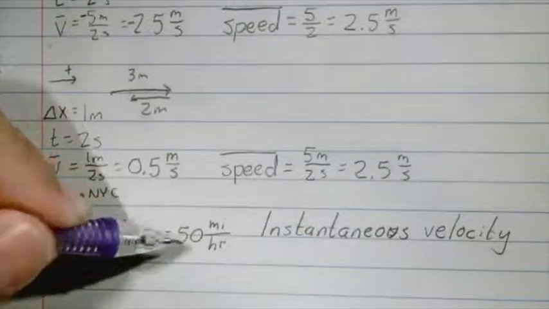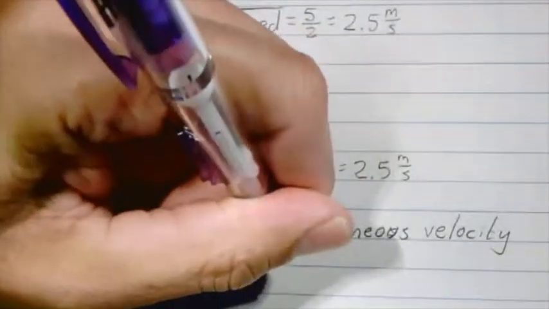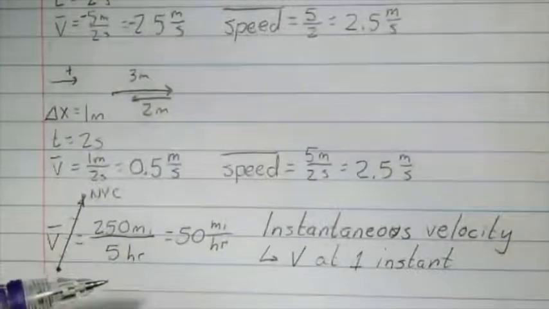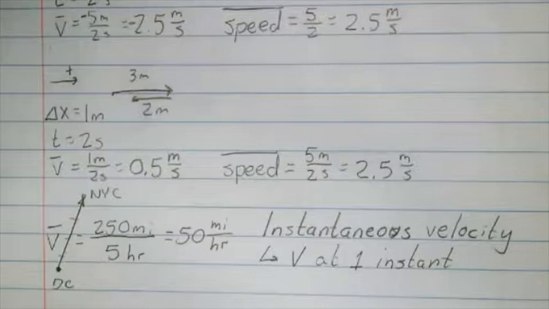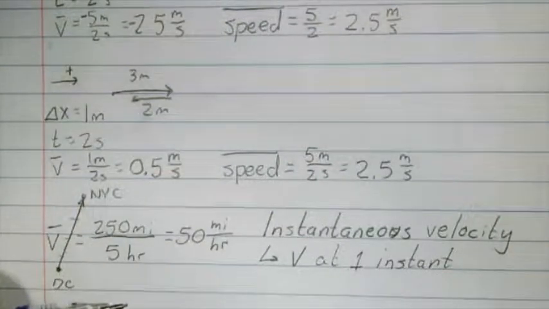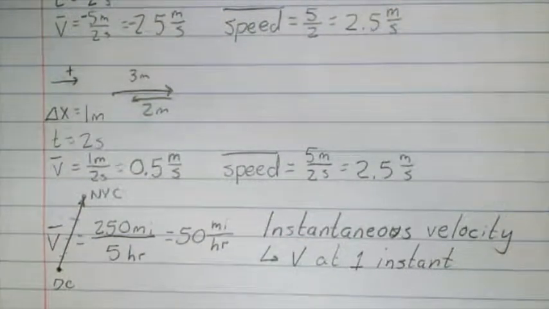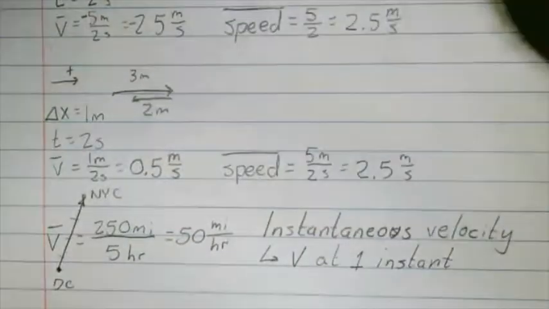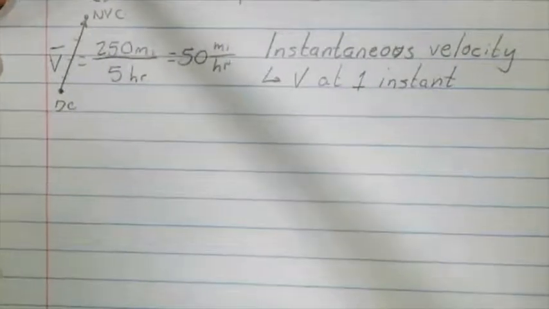So the instantaneous velocity is the velocity at 1 instant. If a policeman has a radar gun on you as you go by, that's essentially the instantaneous velocity. This is how fast he was going when I pulled the trigger. Okay. And instantaneous velocity can be a little tricky, so I want to talk a little bit about what it means and how we measure it.